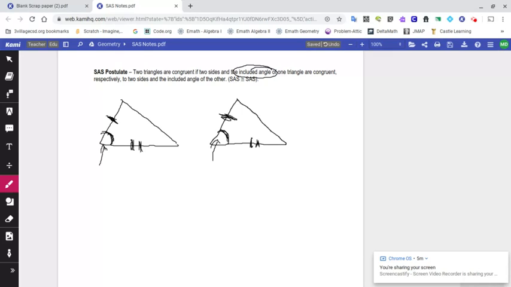So the name itself, SAS, side angle side, tells you exactly where the angle has to lie with respect to the sides in order to use this postulate. The A is between the two S's. That means the angle has to be between the two sides. Okay, so that's the first thing you kind of need to understand here.